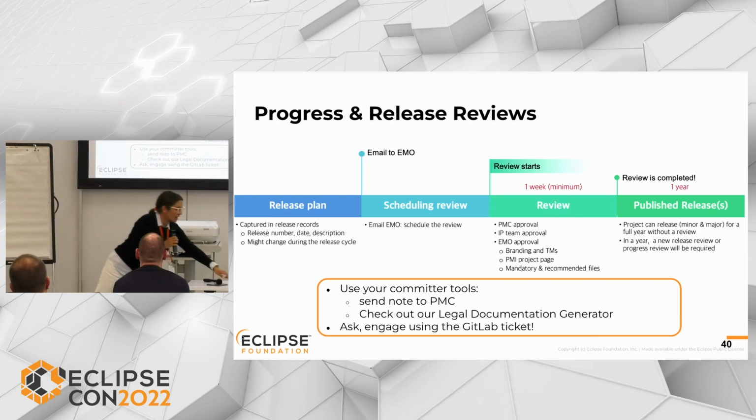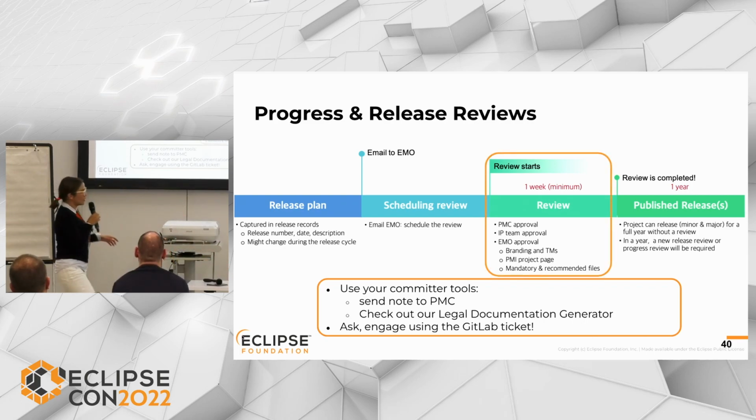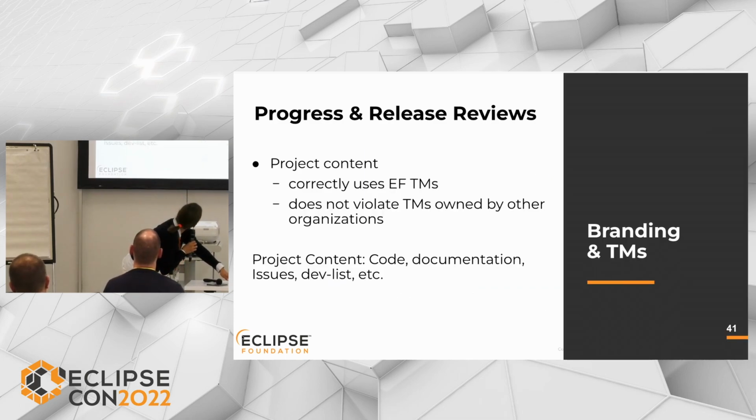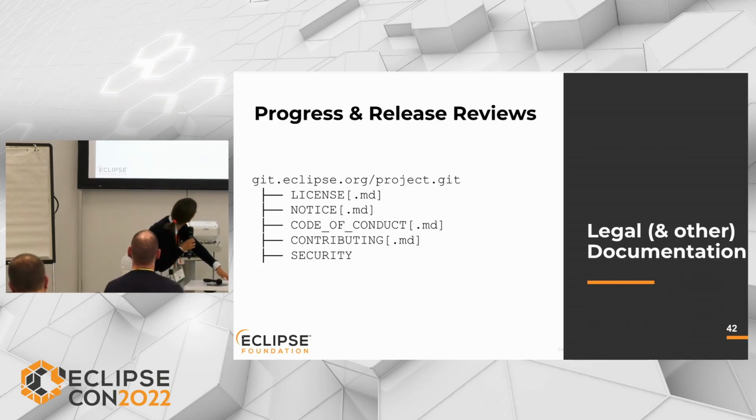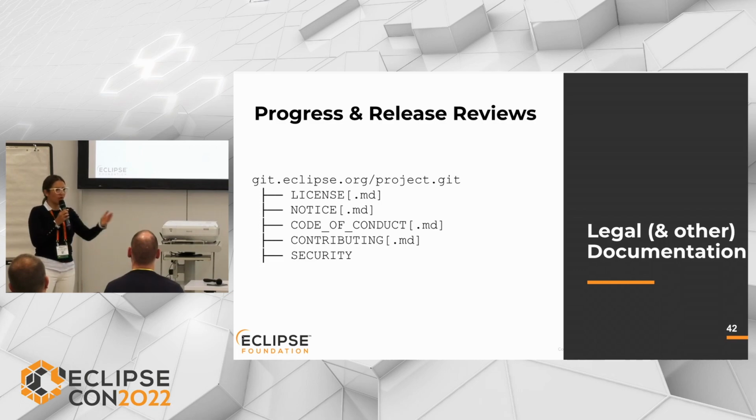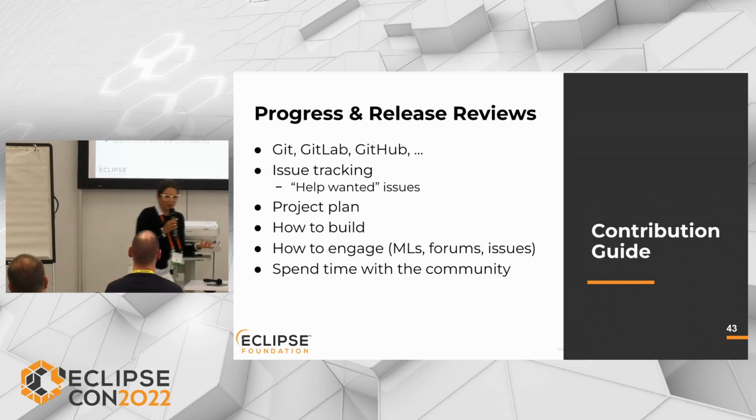I think that's pretty much all I have. This is how it changes. I think I already went through this. These are, for example, the files that we are looking for: license, notice, code of conduct, contributing, security. Notice that code of conduct and security are recommended files. We at the Eclipse Foundation already have a code of conduct that should cover all the projects in our GitHub organization and our GitLab organization, but we still encourage you to put it in your main repositories because you have to look for it if you want to find it.